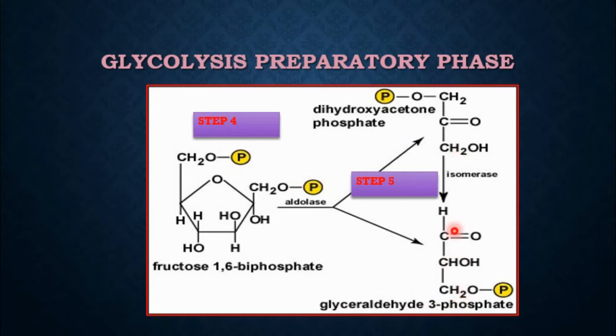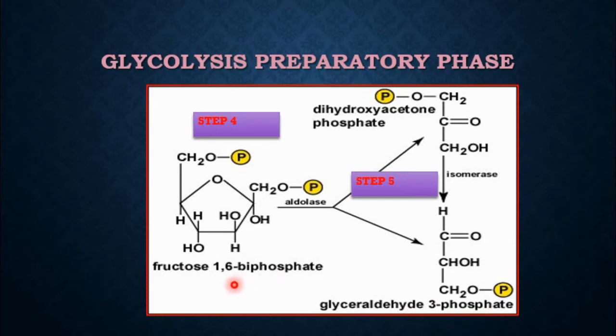These two are isomers. So after some time what happens? This dihydroxyacetone phosphate will get converted into glyceraldehyde 3-phosphate itself. It will be catalyzed by the enzyme isomerase. So after the 5th step, if you see, we will be having 2 molecules of glyceraldehyde 3-phosphate.